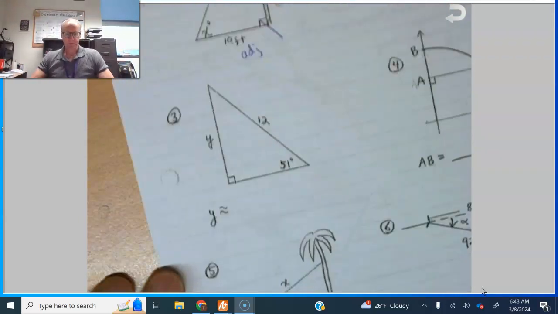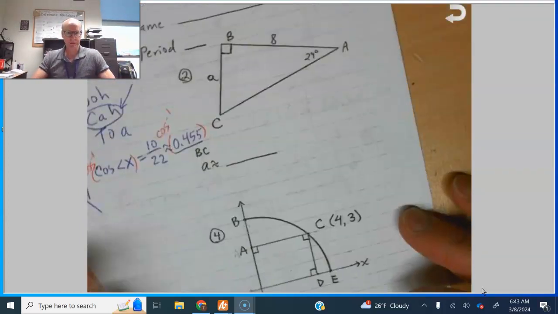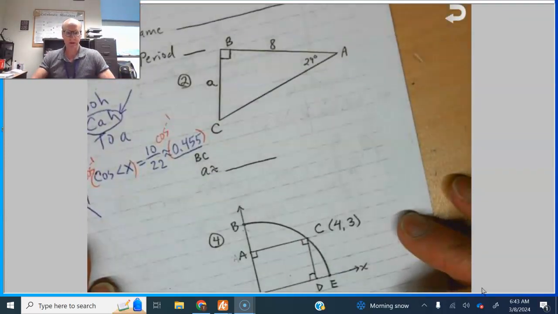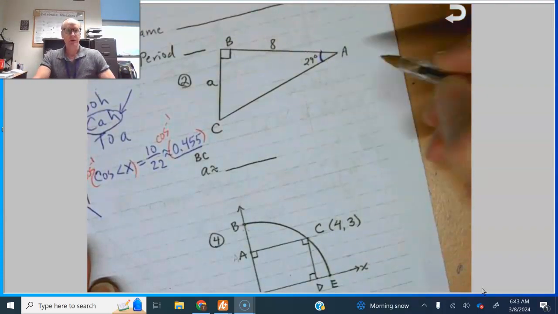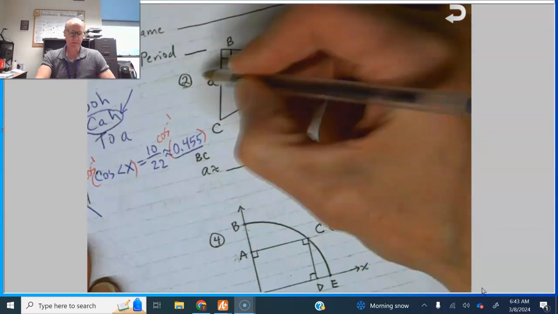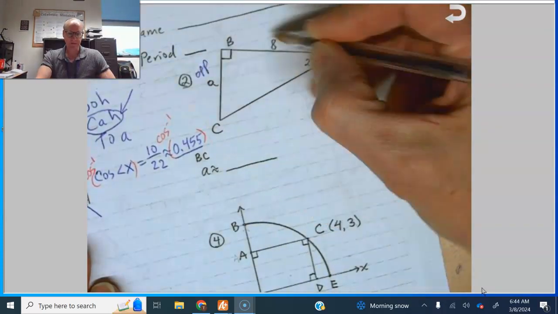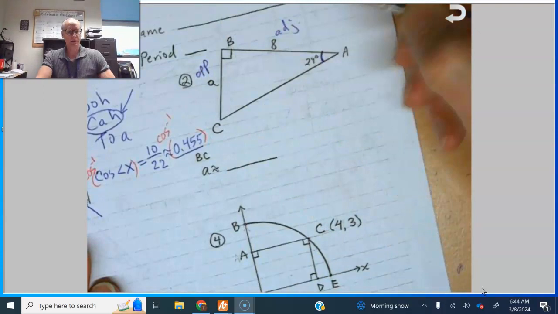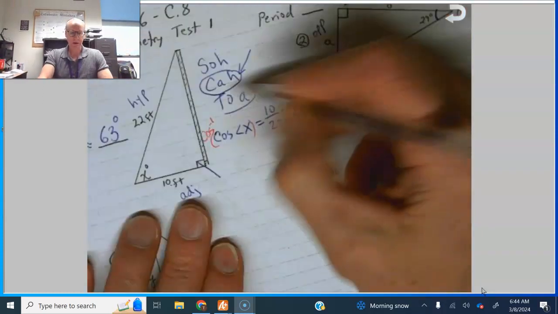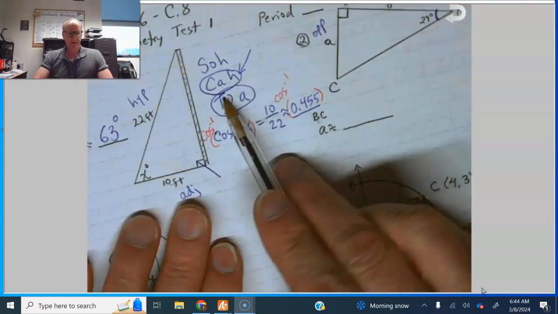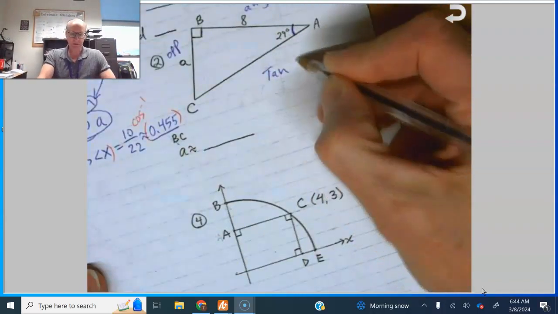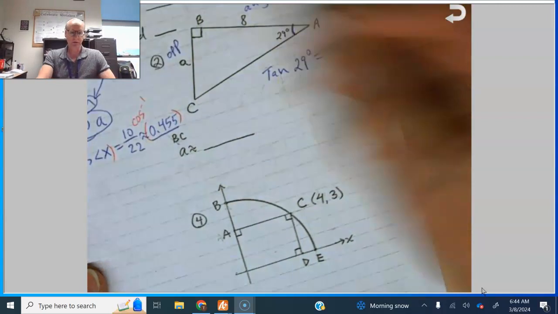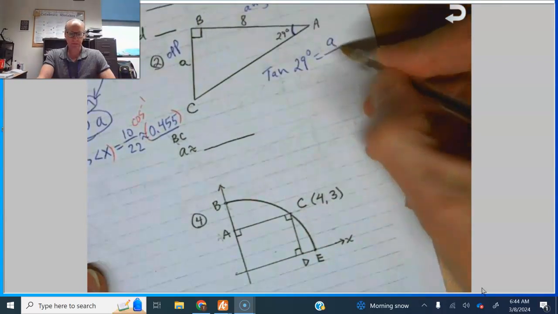All right, let's take a look at number 2. Number 2 says we have a right triangle. Our reference angle is 29 degrees. We want to identify our sides. This is the opposite. This is the adjacent. And so we are talking about TOA. Tangent is opposite over adjacent. So the tangent of 29 should be equal to A over 8.